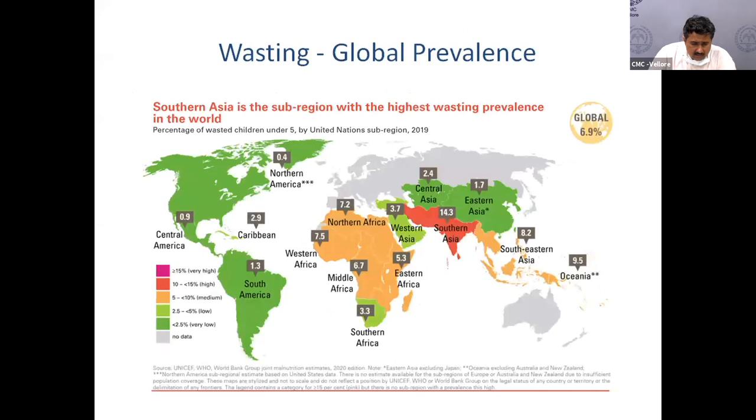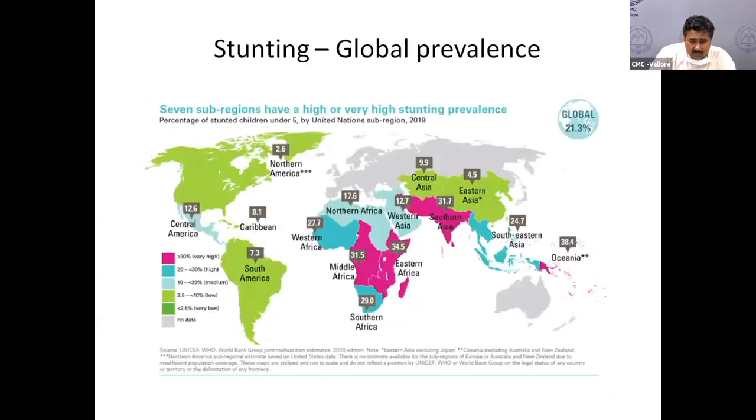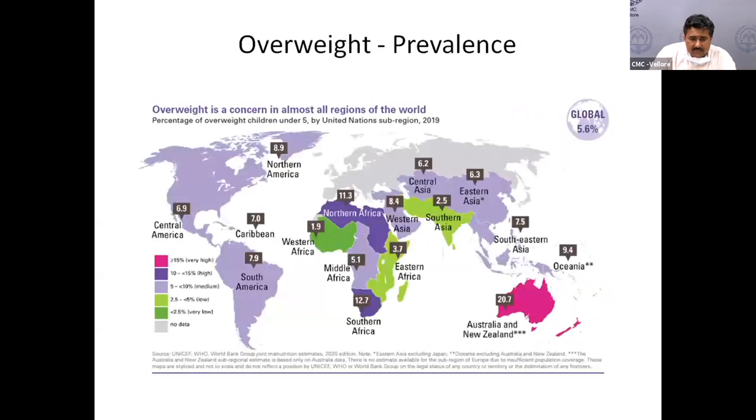If we see the WHO data, the South Asian region is huge. Wasting is more than 15%, which is very high, similar to the East African and Middle African regions. For stunting, South Asian, East African and Middle African regions are all more than 30%, which is also very high. Overweight prevalence is an emerging challenge. In South Asia it is around 2.5 to less than 5%, but in South American and Western countries it is again more.